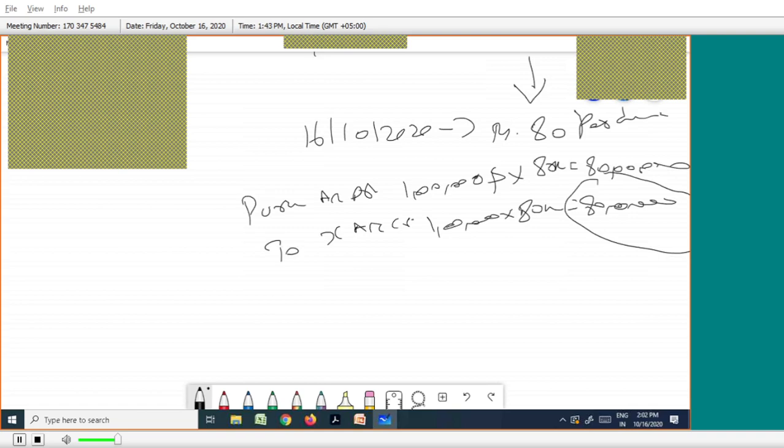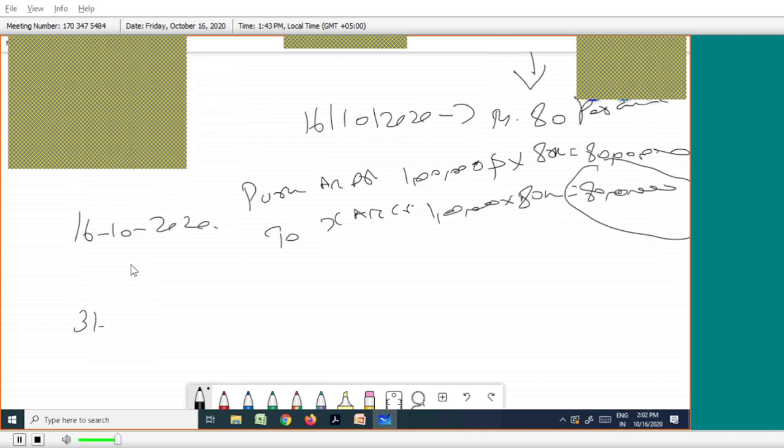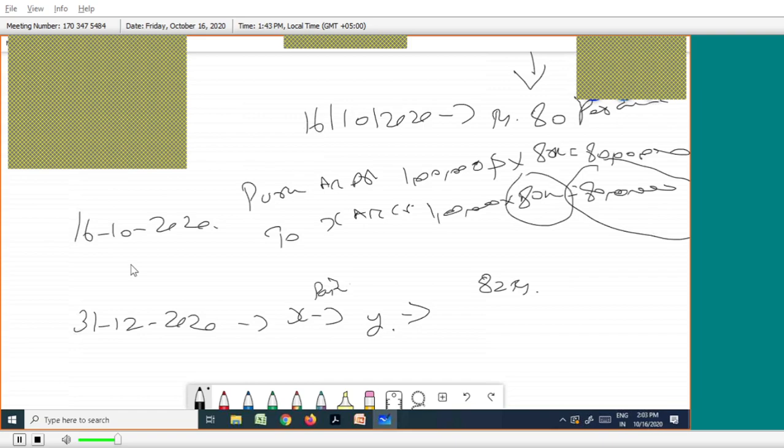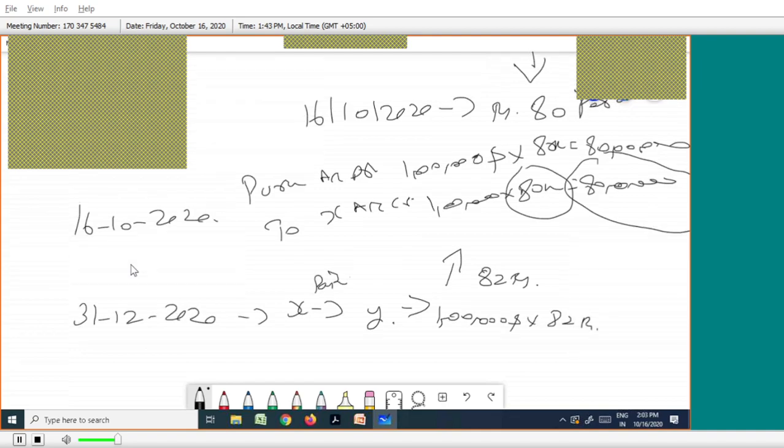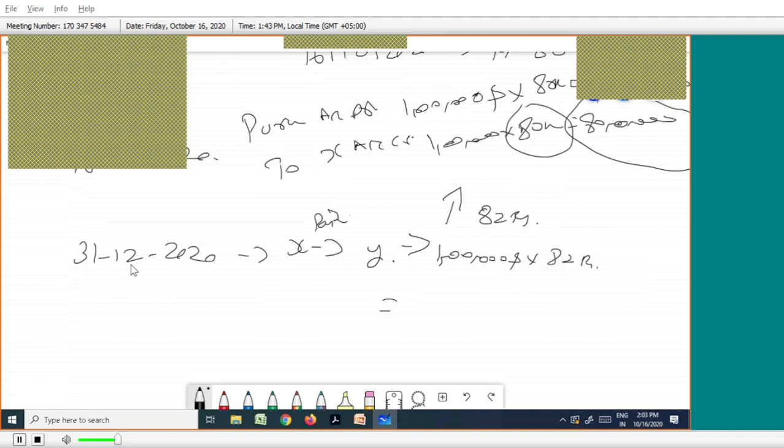Assume this is happening on 16/10/2020. And assume on 31/12/2020, X is paying to Y. On 31/12/2020, the dollar rate is 82 rupees. While purchasing, the dollar rate was 80 rupees. While paying, the dollar rate becomes 82 rupees, a 2 rupee increase. So while paying to Y, I will pay $1 lakh into 82 rupees. How much will I pay? 82 lakhs I will pay.